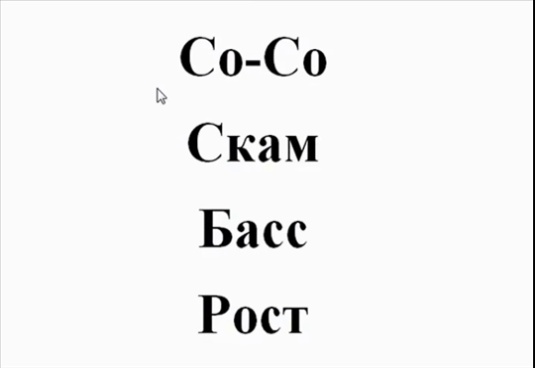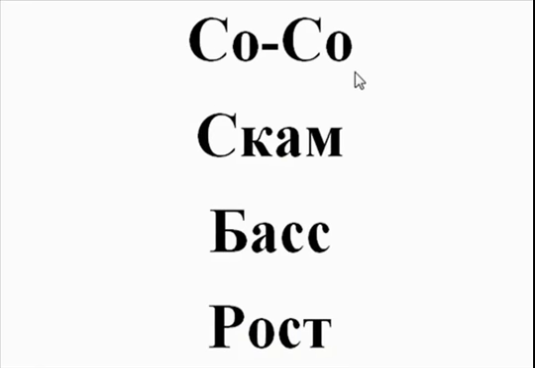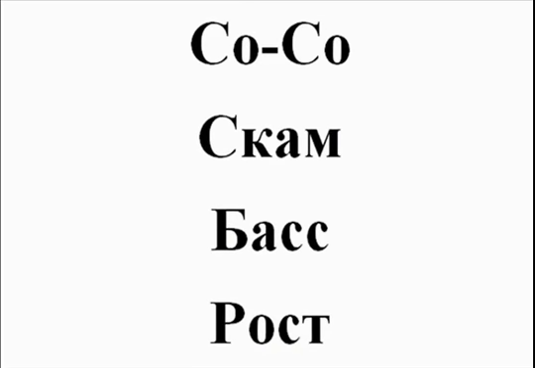Макс. As with the previous list, I'm going to have you hit pause to work it out on your own first before reading along with us. I also want to add that these O's are both accented. So-so, scum or a scam, bass like a bass guitar, and rost is one's height. So-so, scam, bass, рост.